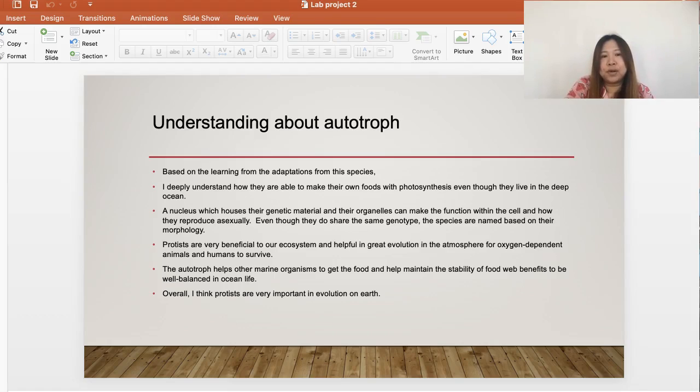Protists are very beneficial to our ecosystem and helpful in great changes in the atmosphere for oxygen-dependent animals and humans to survive. They also help other marine organisms get their food and help maintain the stability of the food web, to be well balanced in ocean life. So overall, I think protists are very important in evolution on Earth.